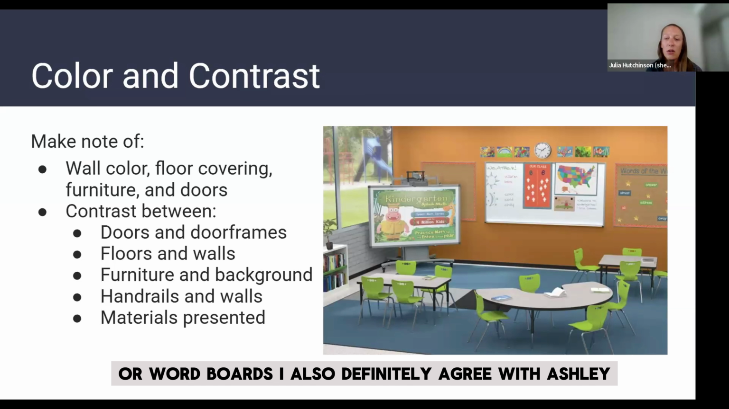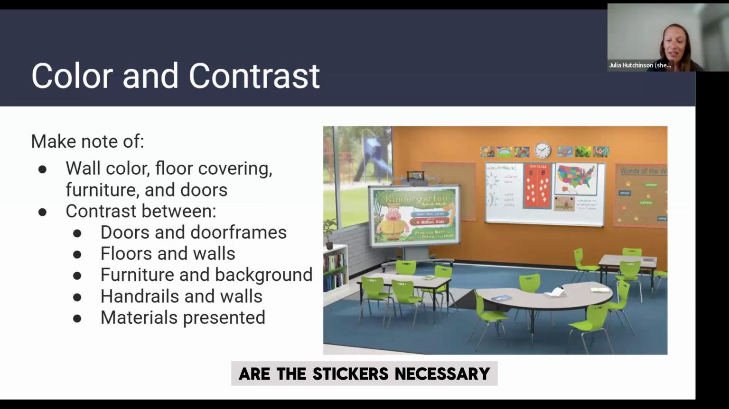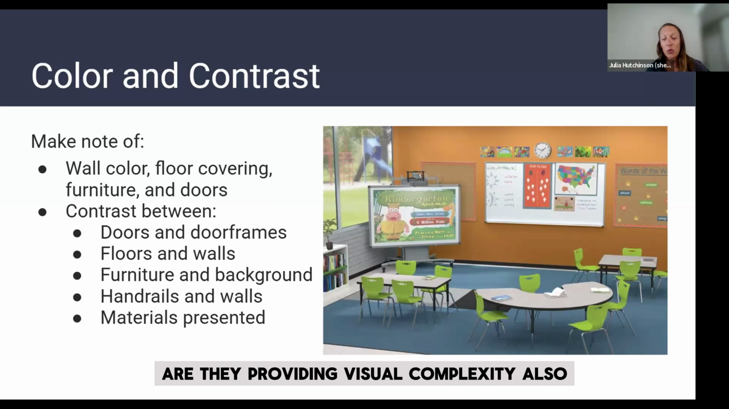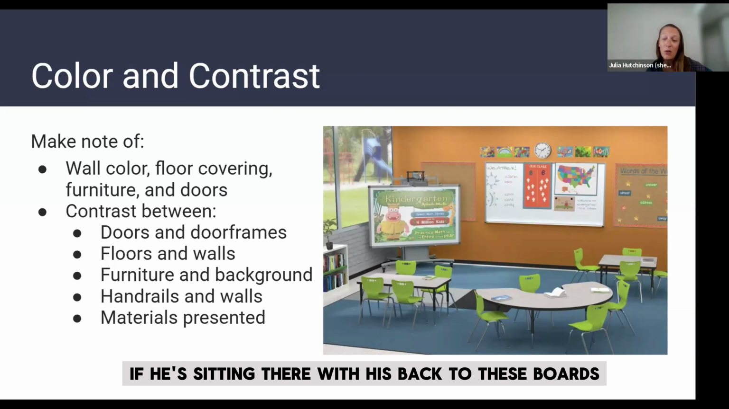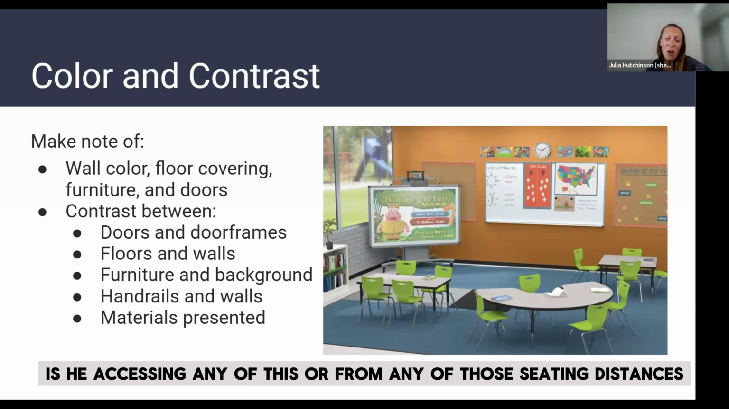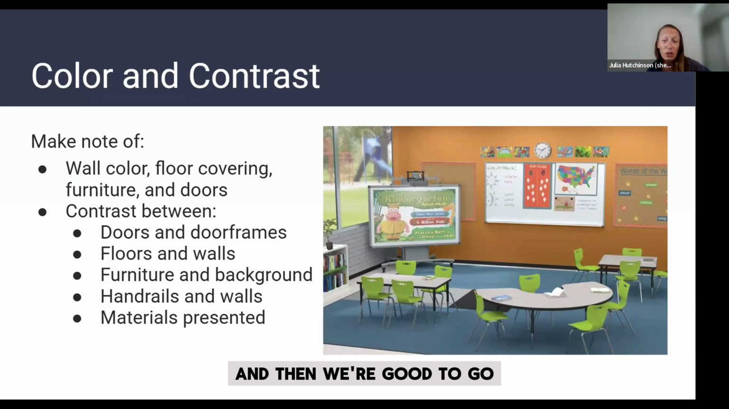I also definitely agree with Ashley that we can do something to make those words higher in contrast. Also, are the stickers necessary? Are they providing visual complexity? Also, like Ashley pointed out, if my student is sitting at the semicircle table with his back to these boards, is he accessing any of this? Or from any of those seating distances, is it just too far away? Maybe the student just needs a near copy of this information, and then we're good to go.